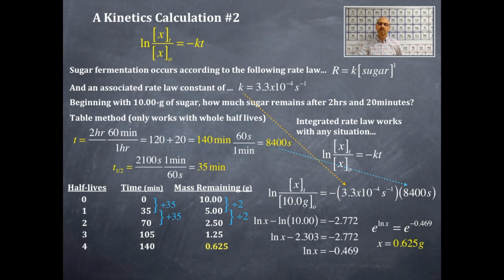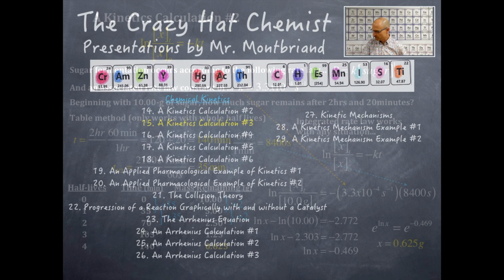Now you should see that that was the answer that we got from the tabled value. It took me a much longer time to explain it using the integrated first order rate law. But the beautiful thing about the integrated first order rate law is that it will work with any time frame. It does not have to be a whole number of half-lives. The tabled value only works with a whole number of half-lives. But the integrated first order rate law works all the time, and that's my go-to. So please use the integrated first order rate law. That was kinetics problem number 2. I hope you enjoyed that.